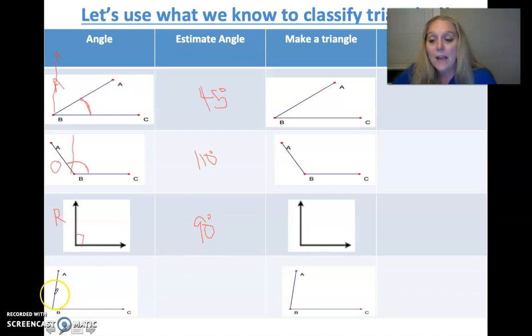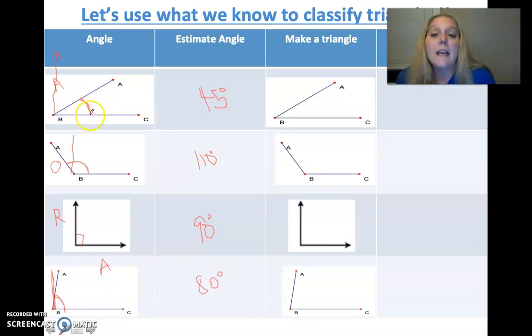And then finally, right here we have another acute angle. So I'm going to put my A here for acute. I know that 90 degrees would be right there. So this is really close to 90, so it's probably about 80 degrees.